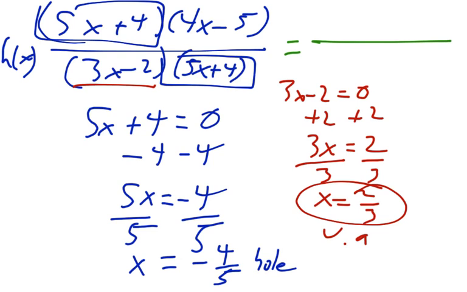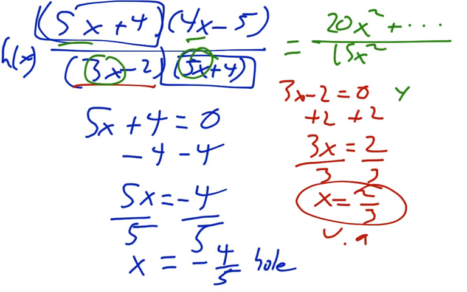Now once again, I need to figure out what's on top and what's on the bottom. So we got 20x squared plus some other stuff. And 3x times 5x is 15x squared on the bottom. So I got y equals 20 over 15 because they matched, which turns out to be 4/3.